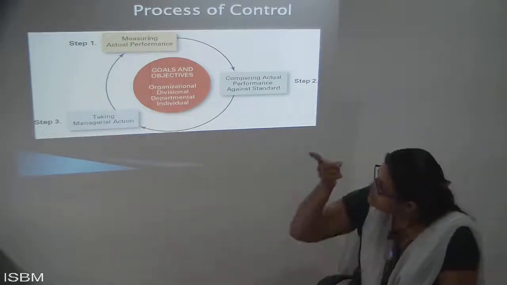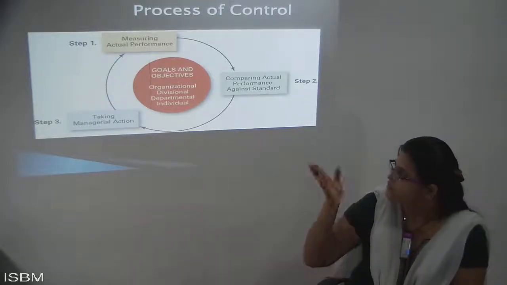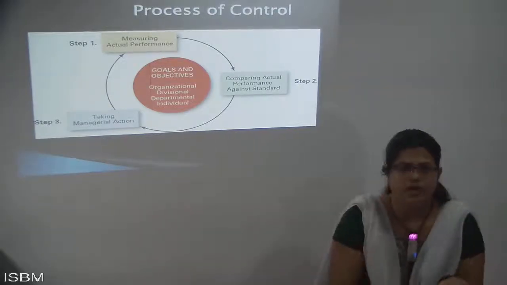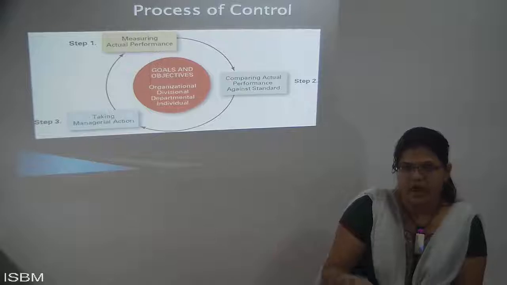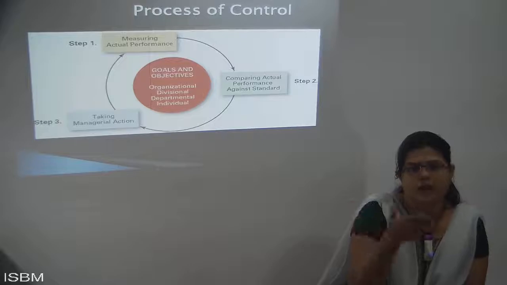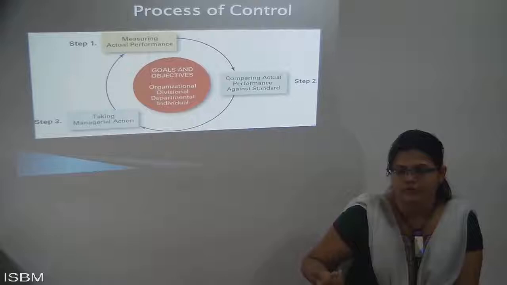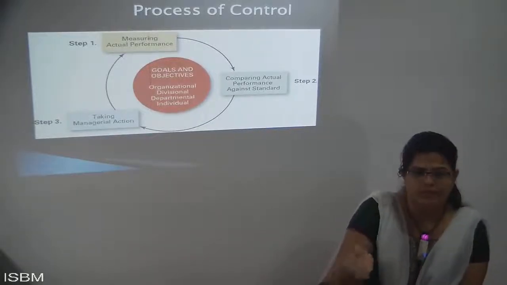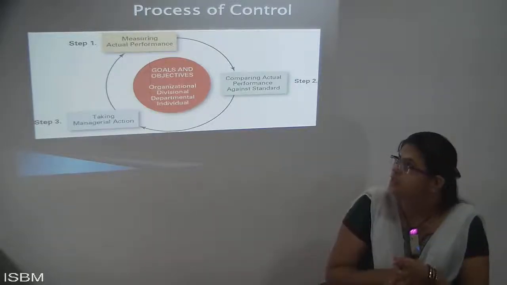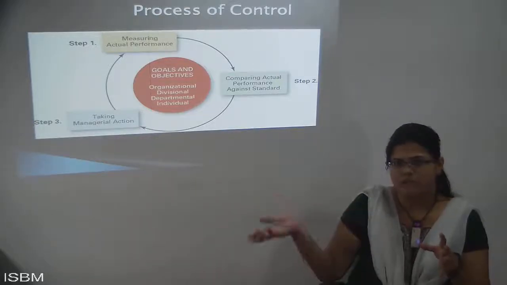Now, if these three processes, step 1, step 2 and step 3, are done properly, then ultimately the organization, the departments and divisions, like marketing, HR and R&D, and individually the people in the organization, each and every performance is being controlled from step 1, step 2 and step 3.